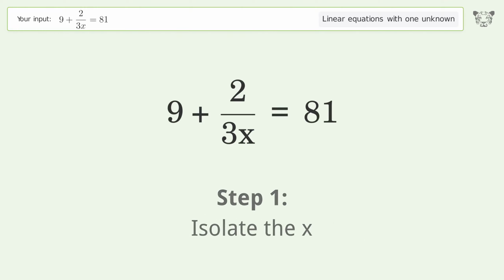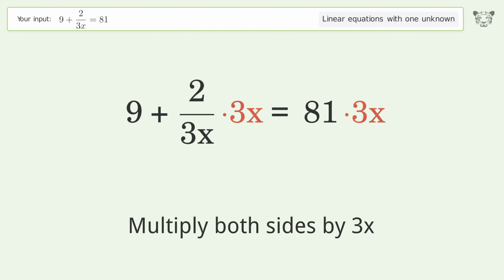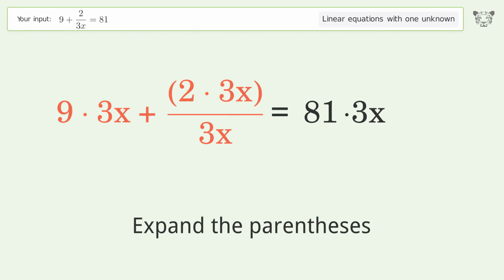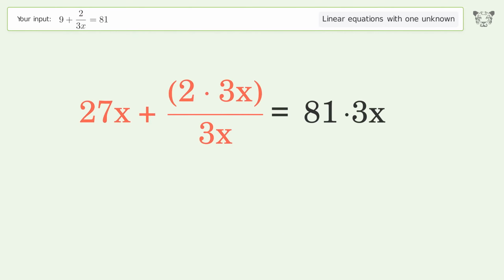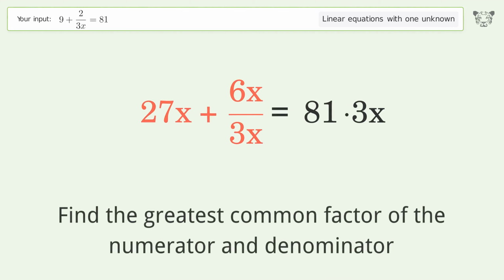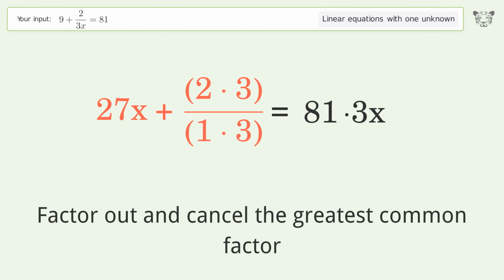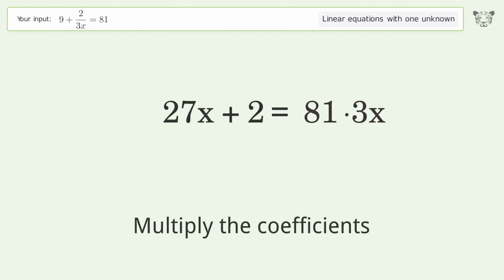Isolate the x. Multiply both sides by 3x. Expand the parentheses. Multiply the coefficients. Find the greatest common factor of the numerator and denominator. Factor out and cancel the greatest common factor. Multiply the coefficients.